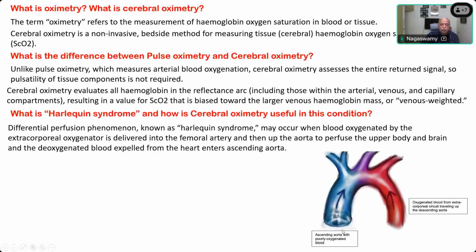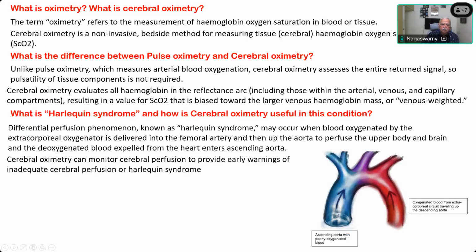Normally, deoxygenated blood enters the ascending aorta from the left ventricle, and when the patient is on extracorporeal oxygenation like ECMO, that oxygenated blood is pumped to the descending aorta in a retrograde fashion. So both meet here. So there is partially oxygenated blood going and partially deoxygenated blood going. So this is known as Harlequin syndrome. It occurs when you use an extracorporeal oxygenation device.